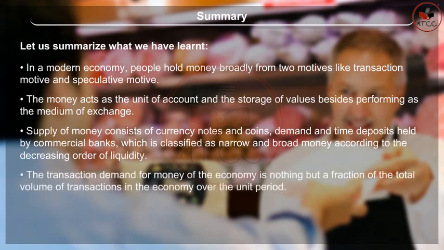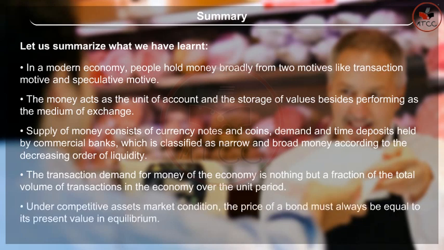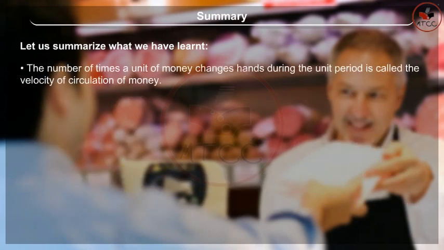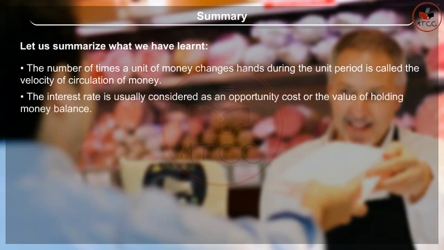The transaction demand for money of the economy is nothing but a fraction of the total volume of transactions in the economy over the unit period. Under competitive assets market conditions, the price of a bond must always be equal to its present value in equilibrium. The number of times a unit of money changes hands during the unit period is called the velocity of circulation of money. The interest rate is usually considered as the opportunity cost, or the value, of holding money balance.